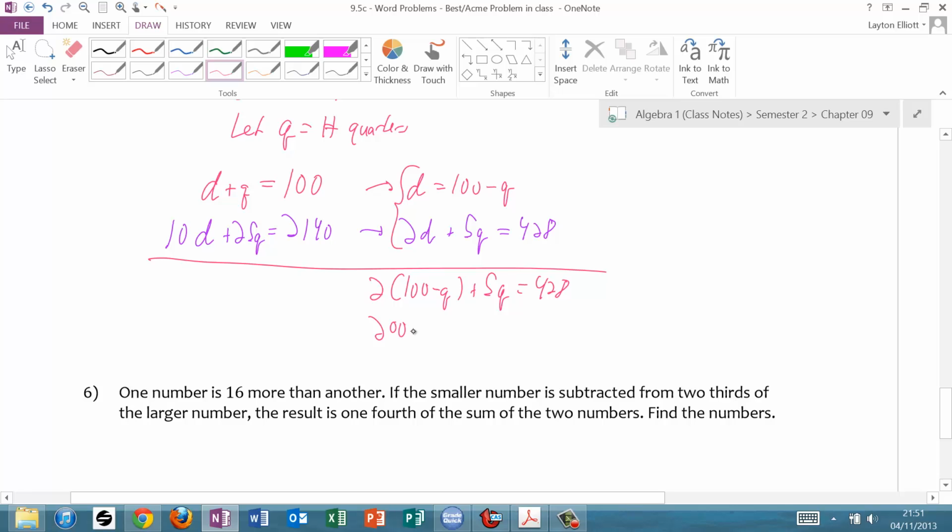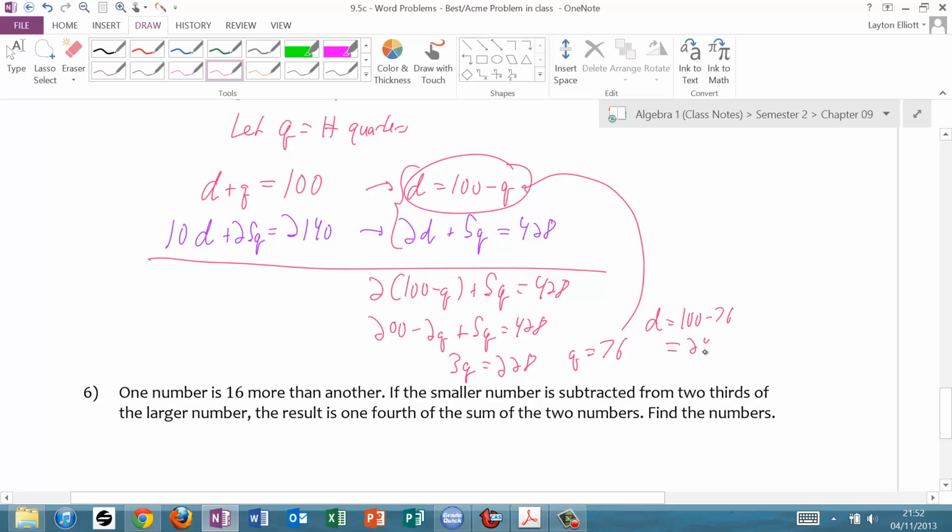Distribute. 200 minus 2q plus 5q is equal to 428. And then you'd have 3q is equal to 228. And if I divide, q is equal to 76. So if q is 76, plug that in here. d is 100 minus 76, which is 24. So there are 76 quarters and 24 dimes.